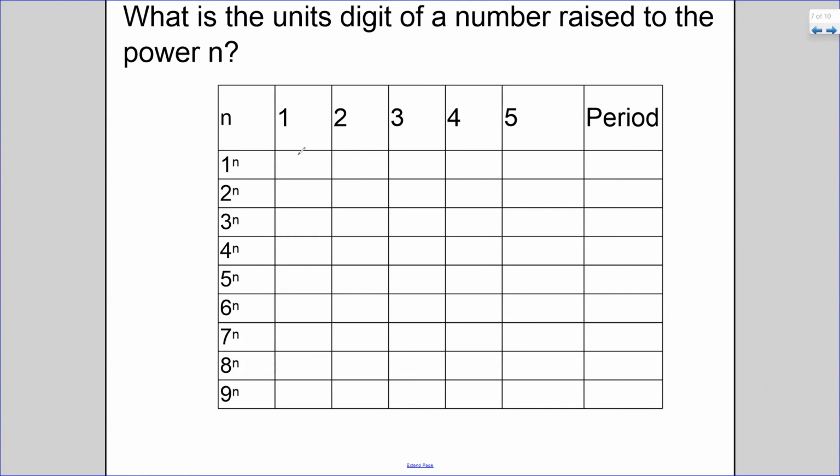So 1 to the first, 1, 1 to the second, still 1. Yep, still 1. Wait for it. It's 1. And I know you can't believe it. 1. Wow. So this has a period, right? Essentially how long it takes to repeat of 1.